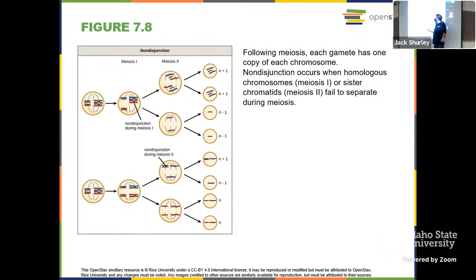So if we're thinking sex cells in this situation, we've got more issues if it happens in the first round of meiosis, because it impacts all of those.